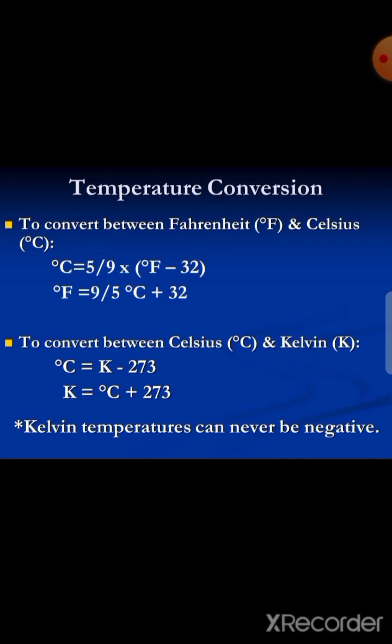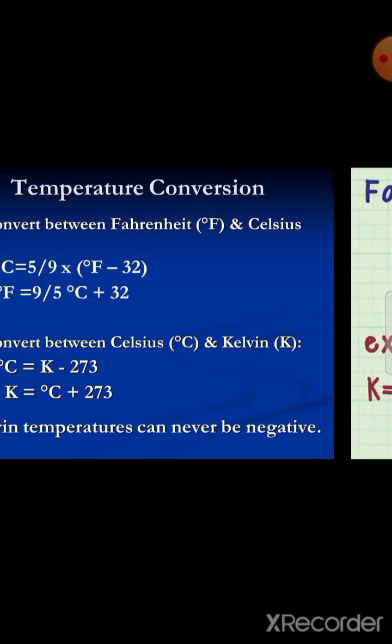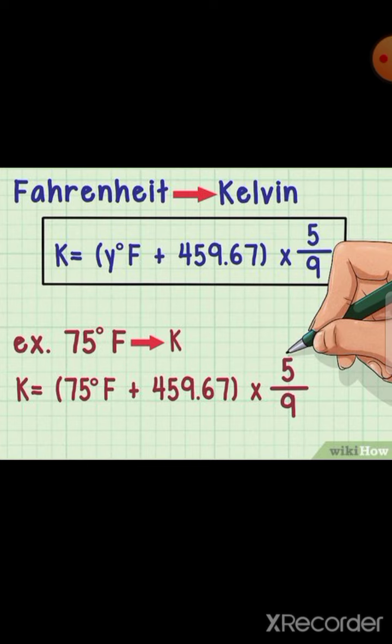So C is equal to K minus 273, or K is equal to degree Celsius plus 273. So these Kelvin temperatures can never be negative. Okay. So these are the two important formulas. These formulas are used to convert between Fahrenheit, Celsius and Kelvin. Okay. So next let us see an example. How to convert Fahrenheit to Kelvin?